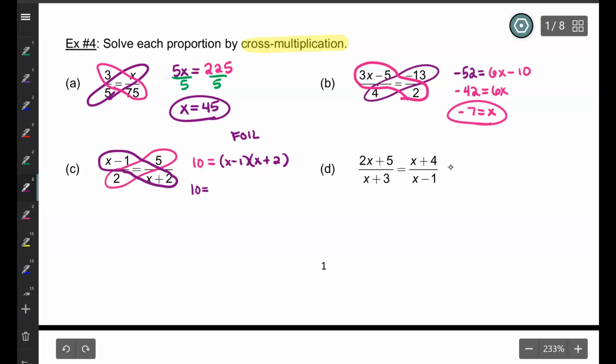So I'm going to multiply x times x. That's going to be x squared. The outside is a plus 2x. Inside is a minus x. And then the last is a minus 2. Now in this case, I end up with a quadratic. So what I want to do is get everything on one side. So I'm going to subtract 10. And I'm going to combine these two. So that's going to be a plus x. And then if I have a minus 2 and a subtract 10, that's going to give us a minus 12.